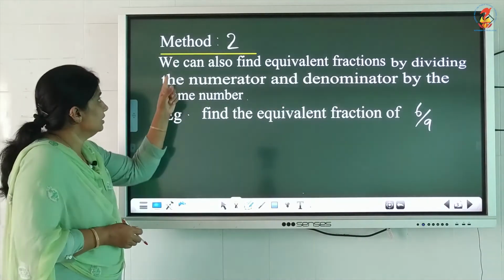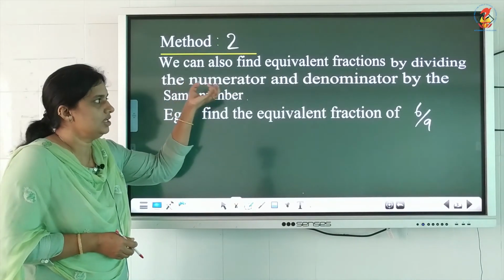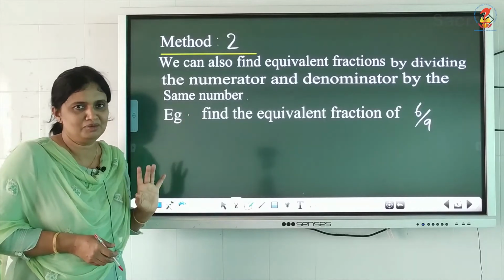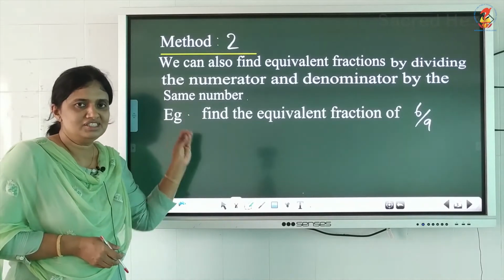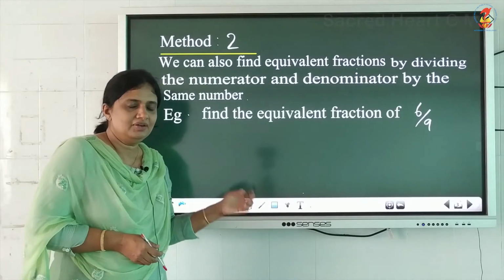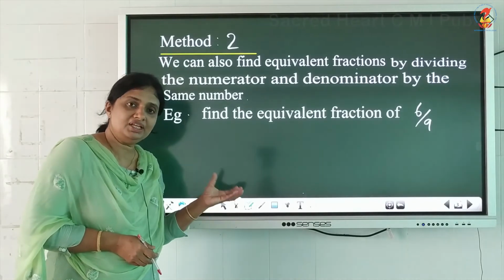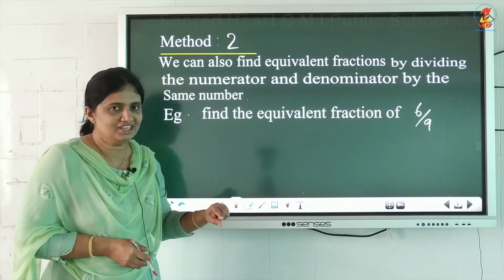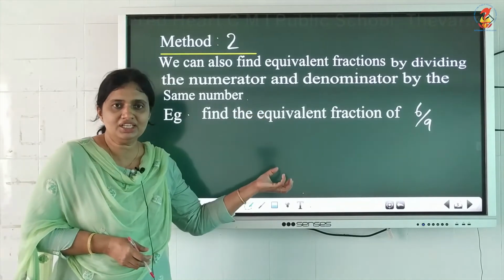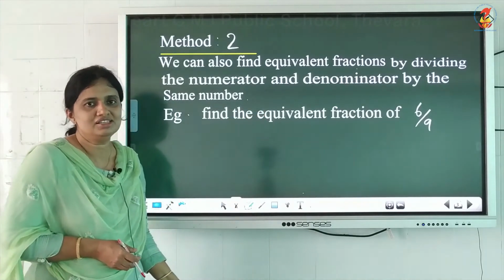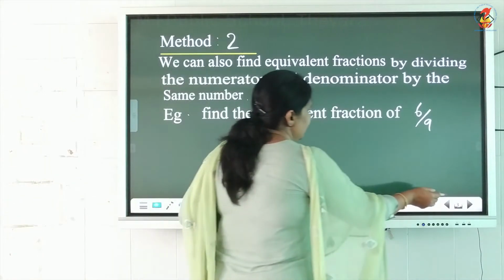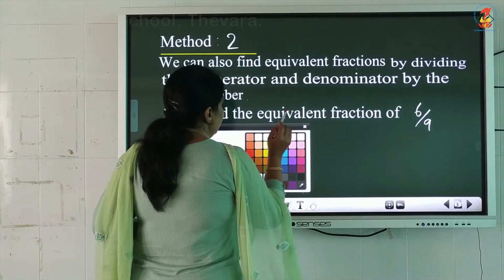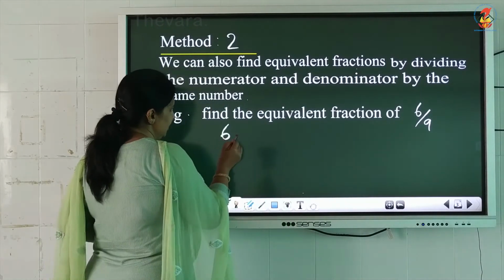Method 2 is, we can also find the equivalent fractions by dividing the numerator and denominator by the same number. First we studied what? Multiply the numerator and denominator by the same number. Here one more method is there, that we can divide the numerator and denominator by the same number also. Here I will give you one example, that we need to find the equivalent fraction of 6 by 9.